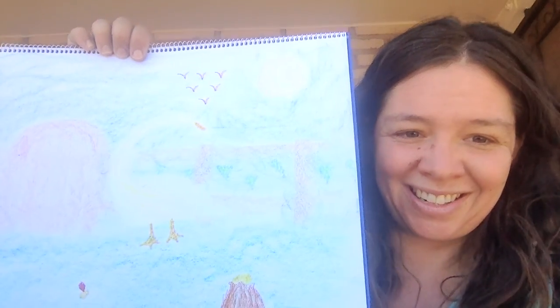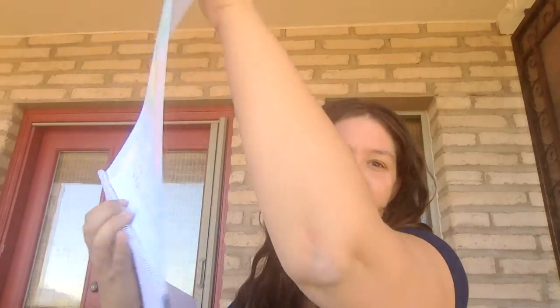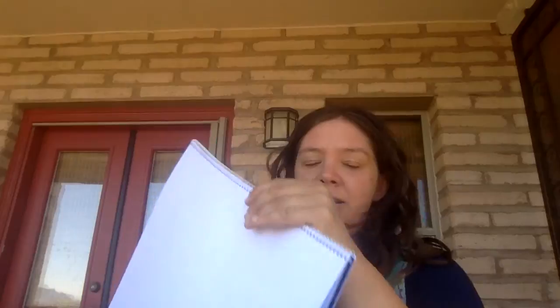Now that we have our beautiful drawing of G, the letter G here, we're going to write some words that begin with G, the letter G. Let's turn our page over to the back side, and we'll use that back side.